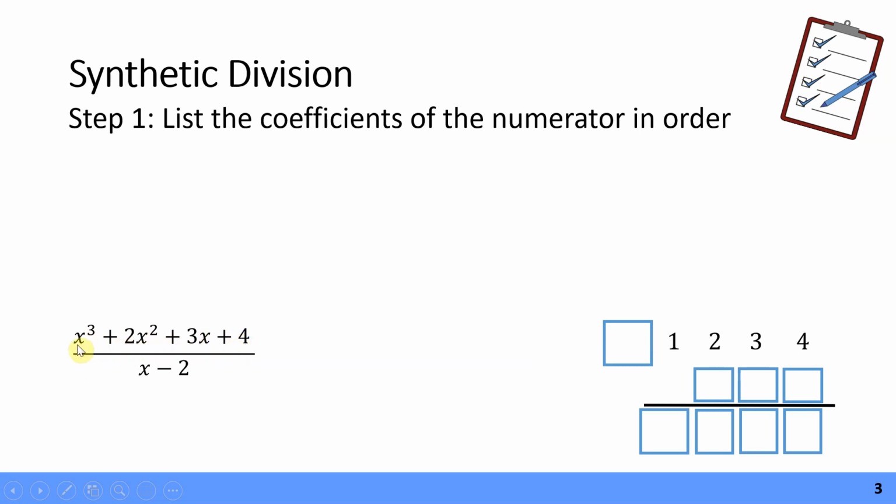Once they're in order, you're going to grab just the coefficients. The number in the front here is 1, so that's where I put the 1, and then I put the next coefficient, which is 2, then 3, then 4. So 1, 2, 3, 4. Okay, that's always going to be step number 1.